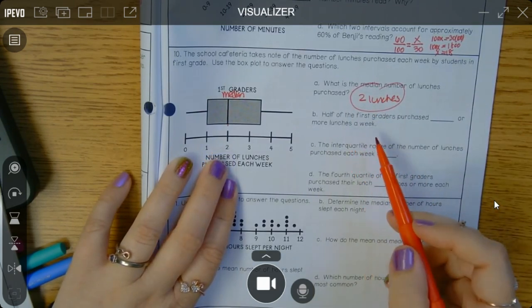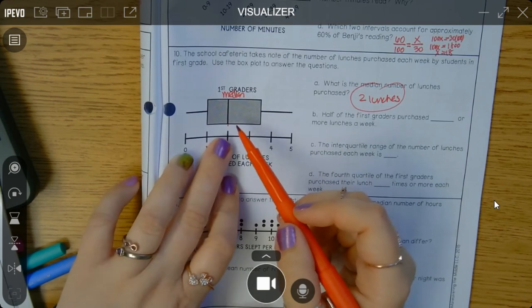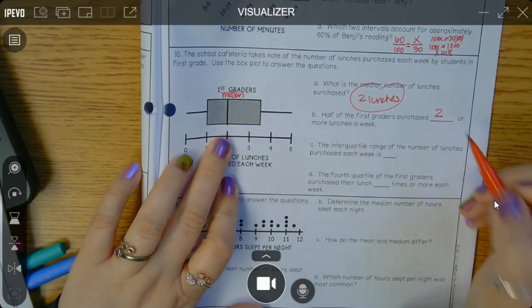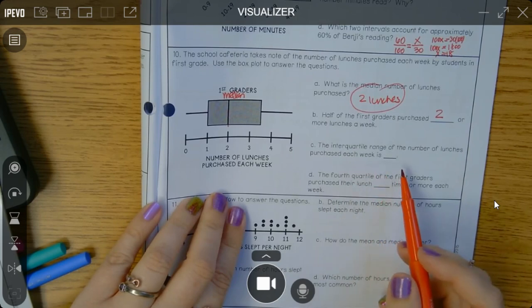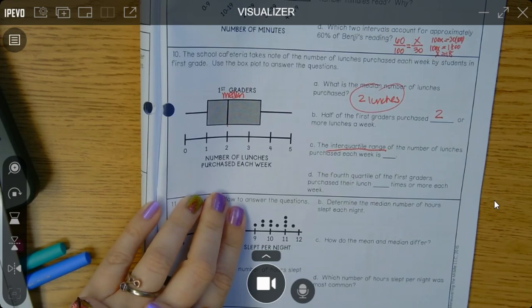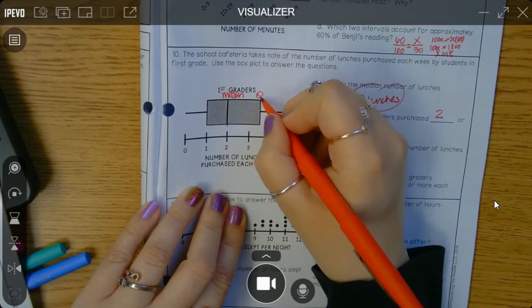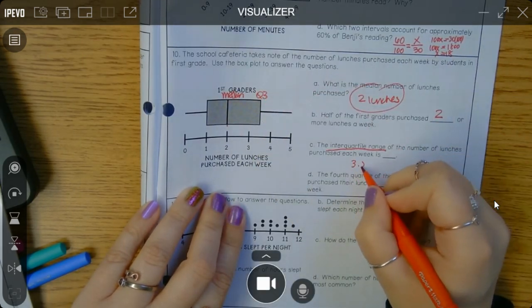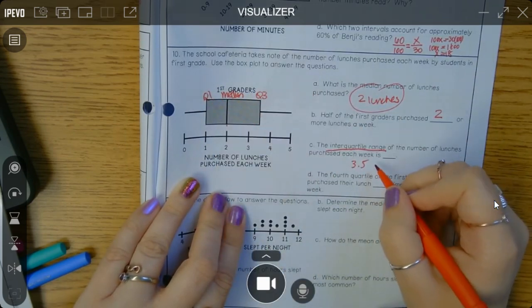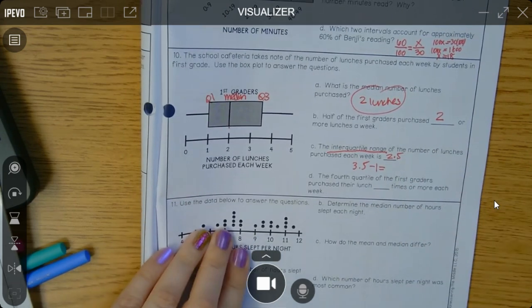The next one says half of the first graders purchased what or more lunches a week. So this is the halfway point, 2 or more. The interquartile range of the numbers of lunches purchased each week is what? Well, the IQR is Q3 minus Q1. It's the top of your box, which is 3.5, minus this Q1, which is just 1. When you subtract those, you get 2.5.